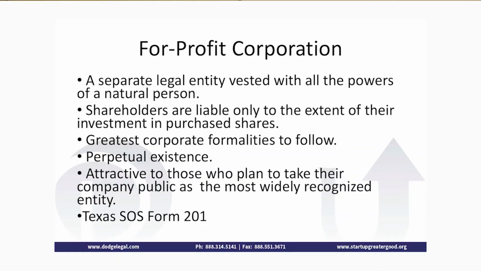The more popular form is the for-profit corporation, in which you can be co-owners and you can still be taxed as a partnership, because that's two separate things, but you would have limited liability. And you wouldn't be 100% liable for the acts of your partner. If you want to file that, it's Texas SOS Form 201. I'm going to skip that.